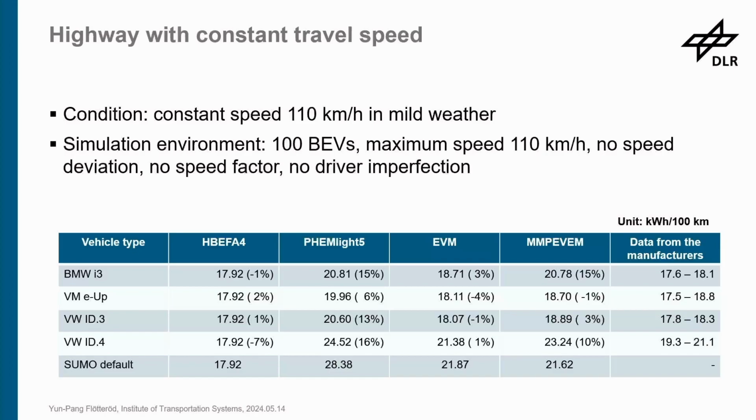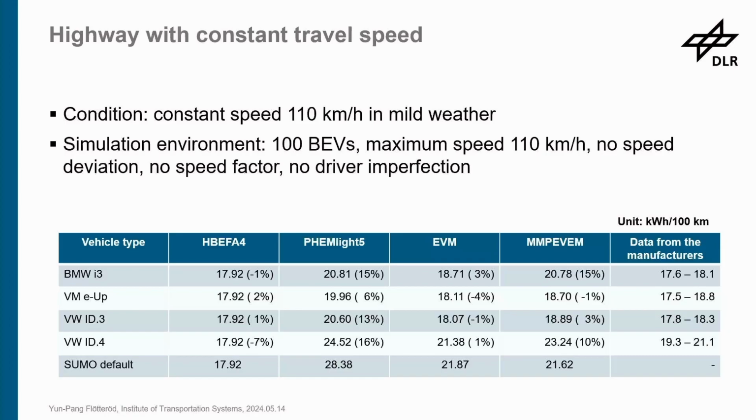Now we move on to the second case study. It is a highway scenario with constant travel speed. And indeed, such a situation rarely happens in reality. It's more or less artificial, but we have the real data from the manufacturers. So we construct this in SUMO, and there were 100 battery electric vehicles in the simulation.